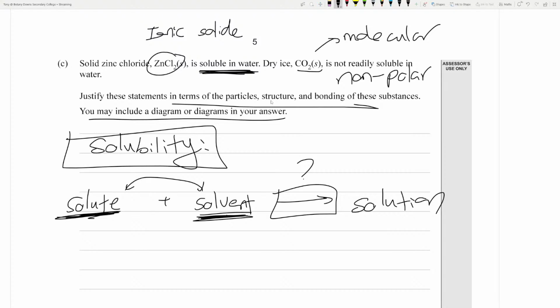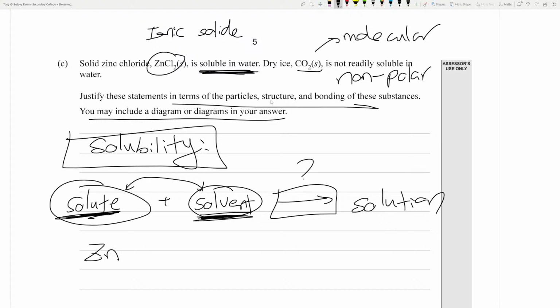If they don't dissolve, that means the force of attraction that you have currently, solute and solute, solvent and solvent, is stronger than what it could have been if they dissolved. So they just don't do it. They're happy with each other as it is.